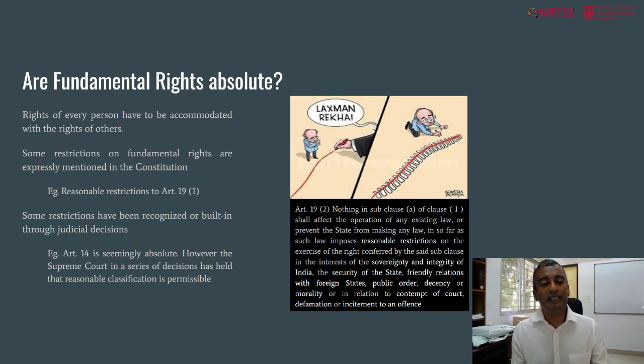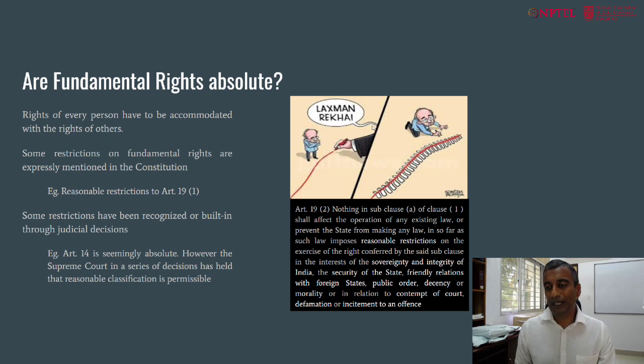So how should we read the Indian Constitution? The first point that we might pick up is that some fundamental rights do have specific restrictions which are set out in corollary articles. For example, Article 19.1 has a corollary restriction in Article 19.2.